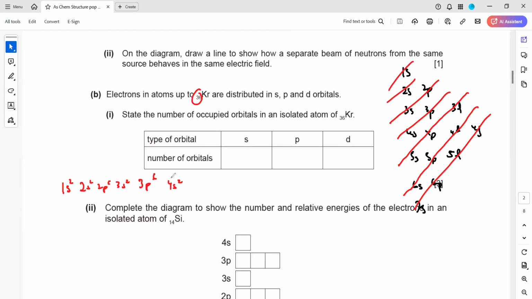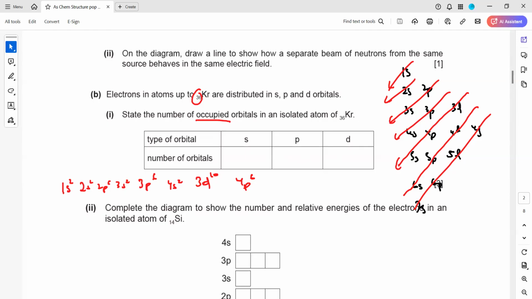So how many have we arranged? We have arranged a total of 20. Then it will go to 3d, and 3d10 will be there. So we have arranged 30 electrons. And from 3d10, it will go to 4p, and 4p6. Remember, p is a subshell. So how many occupied orbitals?